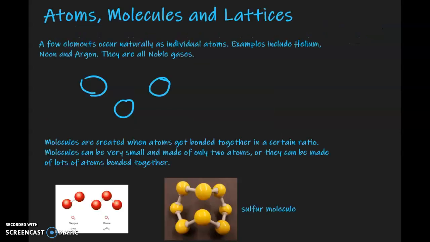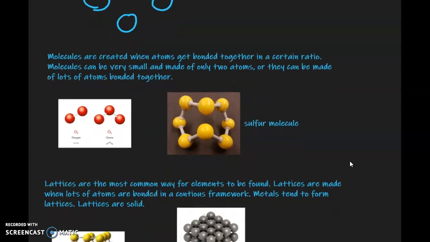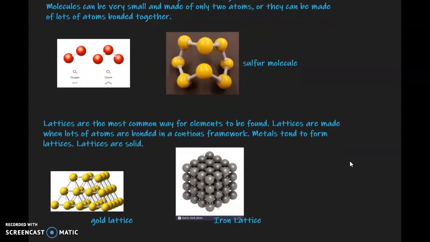Quick review. A few elements occur naturally as atoms, and they tend to be the noble gases. Some elements will form molecules, but they can be small, from 2 atoms up to big. But it's really important that the number and the type of atom in it really determines what it is. And finally, lattices are the most common way to find elements, and they tend to be the metals, so they tend to be solid at room temperature.